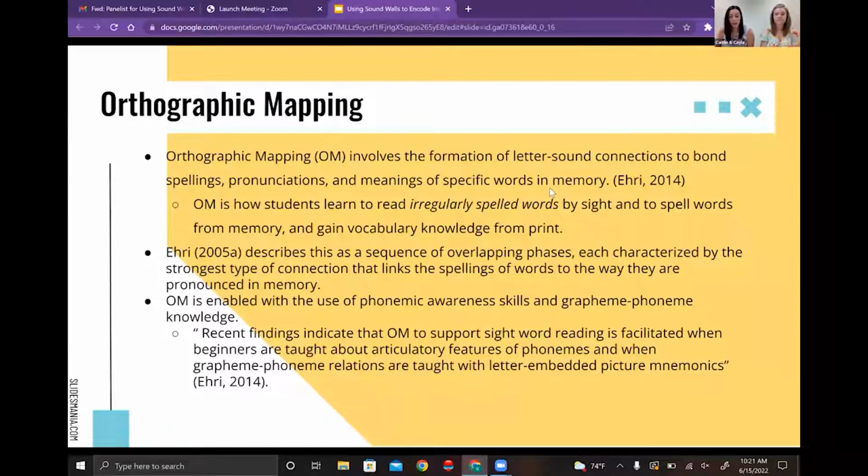She also describes this as a sequence of overlapping phases, each characterized by the strongest type of connection that links the spellings of words to the way they are pronounced in our memory. Orthographic mapping is enabled with the use of phonemic awareness skills and grapheme-phoneme knowledge. Recent findings indicate that it supports sight word reading. It's facilitated when beginners are taught about articulatory features of phonemes and when grapheme-phoneme relations are taught with letter-embedded picture mnemonics. These features are what we see specifically on the sound wall.